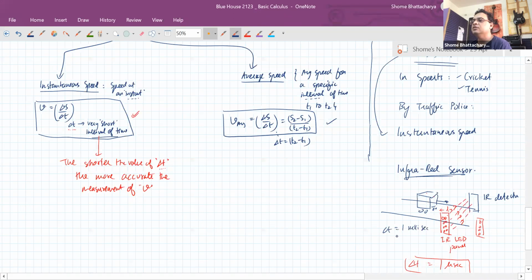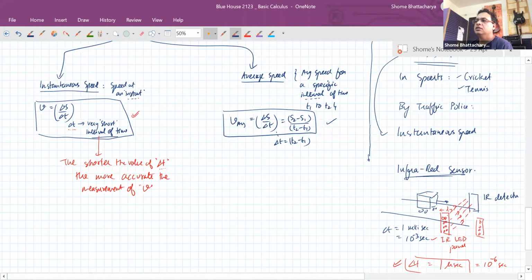So 1 millisecond is 1,000th of a second. It's 10 raised to minus 3 seconds. Whereas 1 microsecond, as you know, is 1 millionth of a second or 10 raised to minus 6 seconds. So you can see that there's a world of difference between the accuracy of this one versus this one, because this is measuring in 1 millionth of a second, whereas this is measuring comparatively only 1,000th of a second. So this is much, much more accurate than that one.